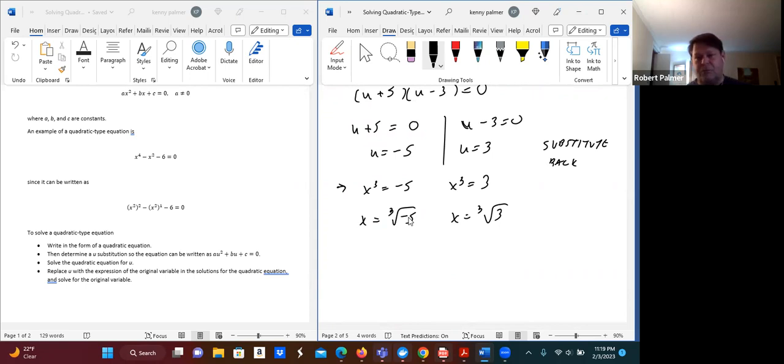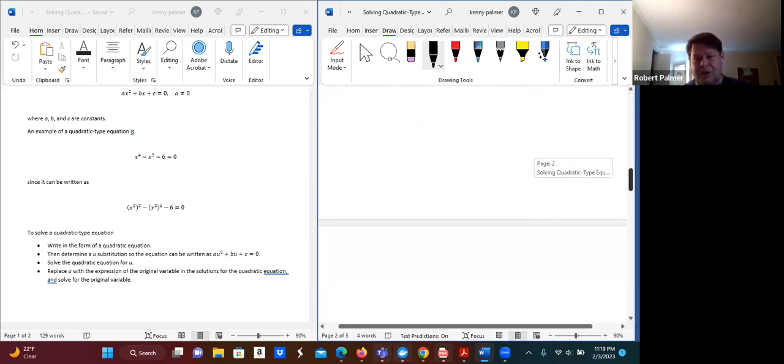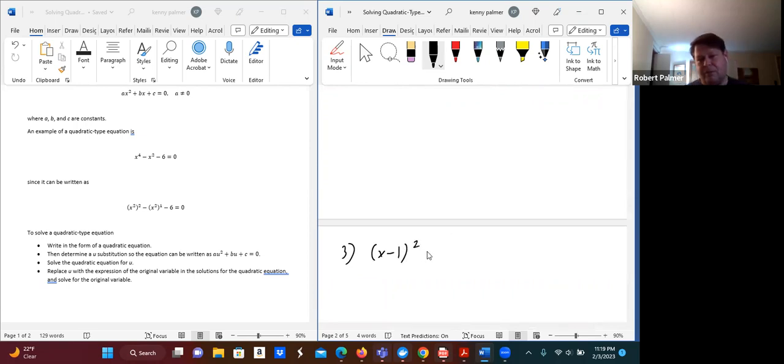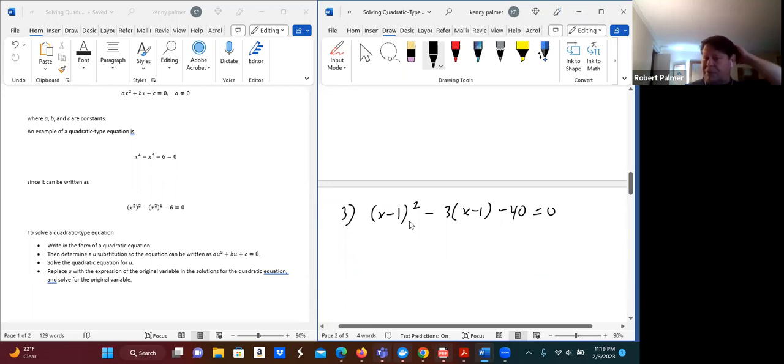Okay. Then let's do one last equation like this. Number 3, let's say we have (x - 1) squared minus 3 times (x - 1) minus 40 is 0. This one looks a little bit different, but you'll see it's the same thing. Notice we have this same thing in parentheses, and we have it squared. This is already in a quadratic form.